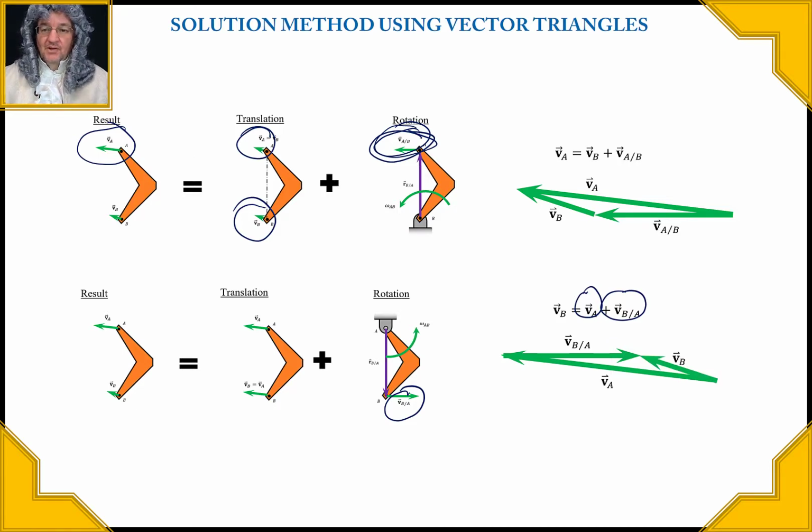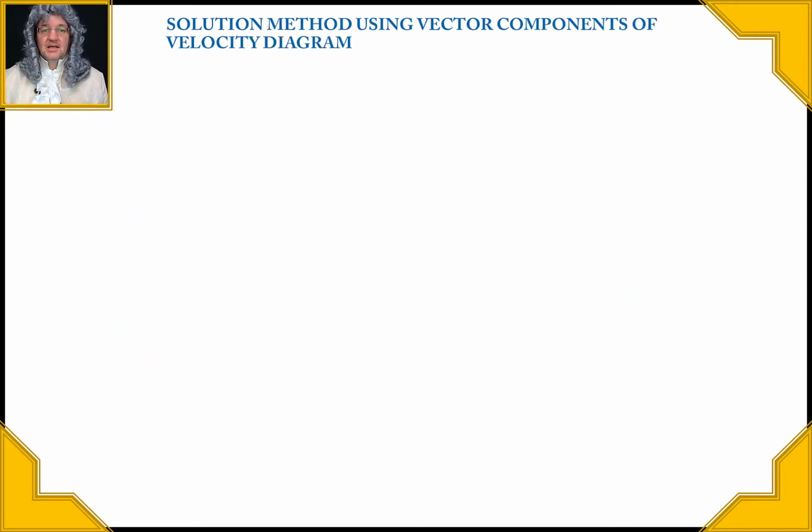And now we were able to find B. And whereas these will give you the same interrelationships between them. Now the next method is, I call it using the components of the velocity diagram, and I think this is my preferred way to solve the problems.